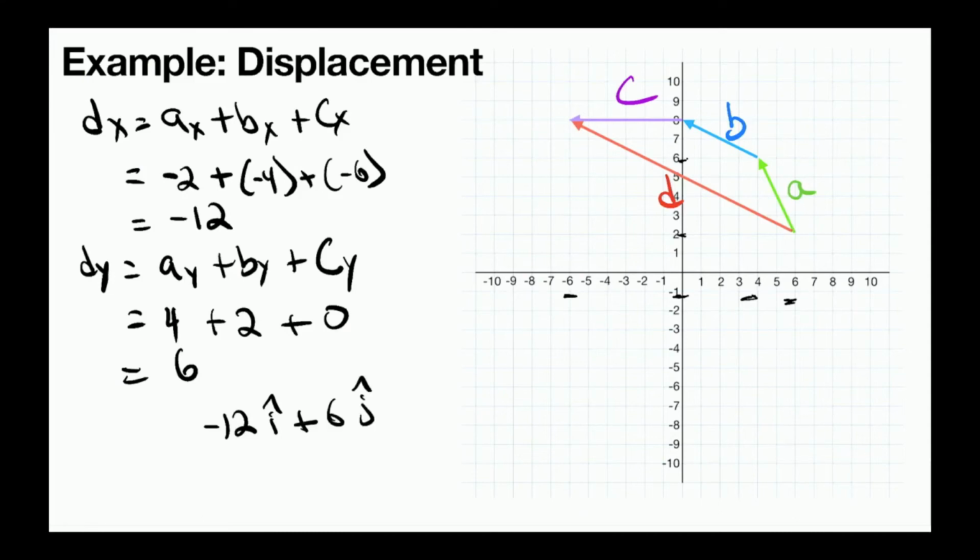And then if we wanted to, we can go ahead and apply trigonometry. We can find what the actual magnitude is of this vector and what its exact direction is in degrees.